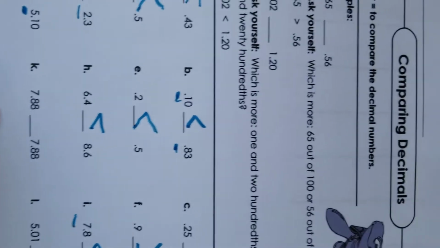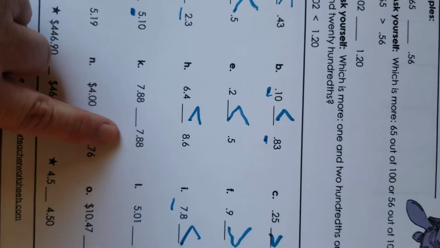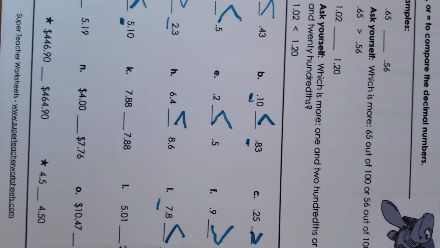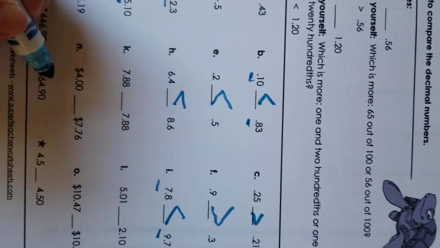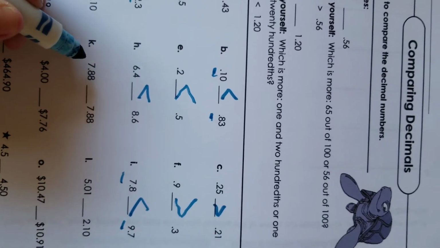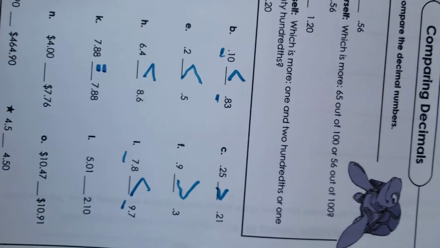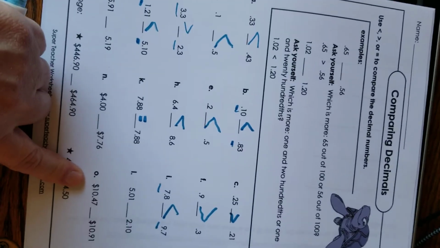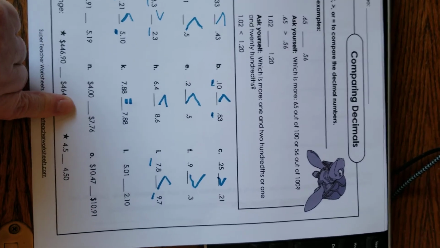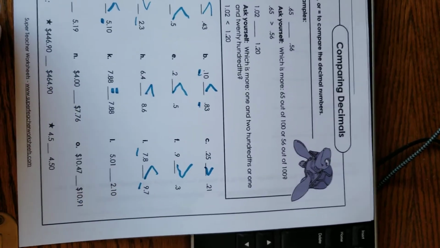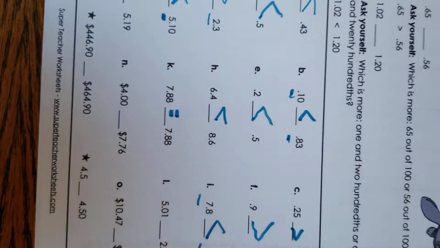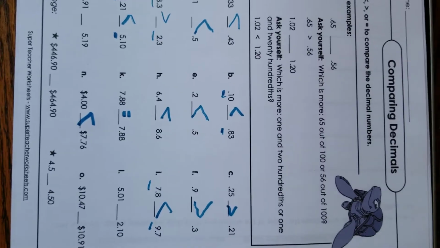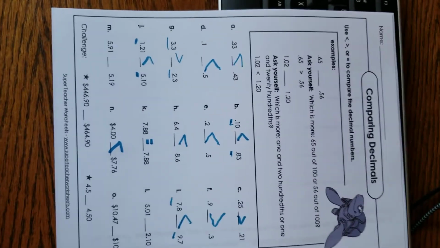Okay, look at K. What do we notice? 7 and 88 hundredths and 7 and 88 hundredths. They are both the same. So what are we going to put in that space to compare these two decimals? We're going to put an equal sign because they're equal. They're the same. If you look at the last two, N and O, they deal with money, which is a little easier to understand. $4 and $7.76. Which one's going to be more money? $7. So that's why you would put the greater than symbol. I think you can do the last three on your own.